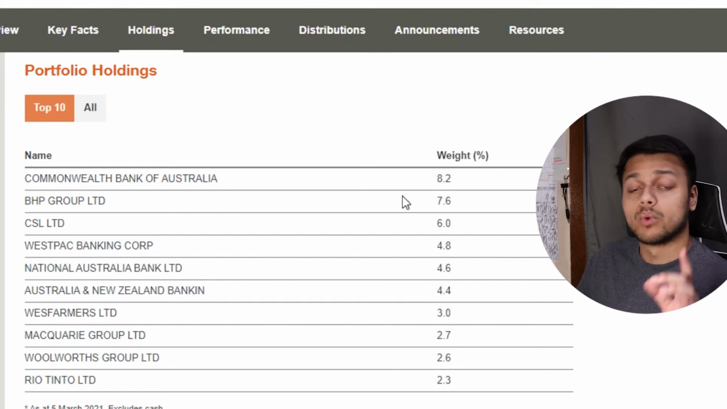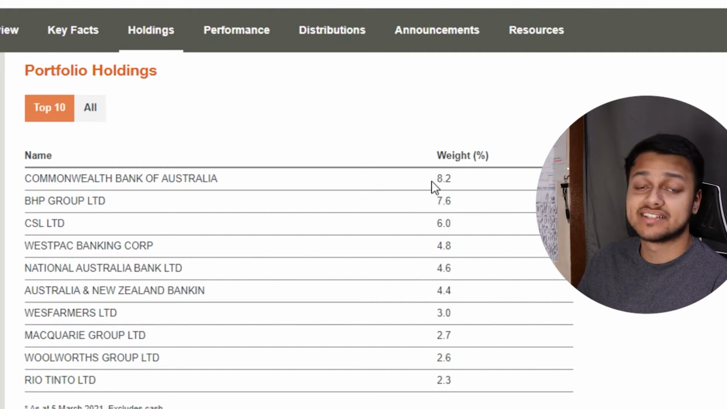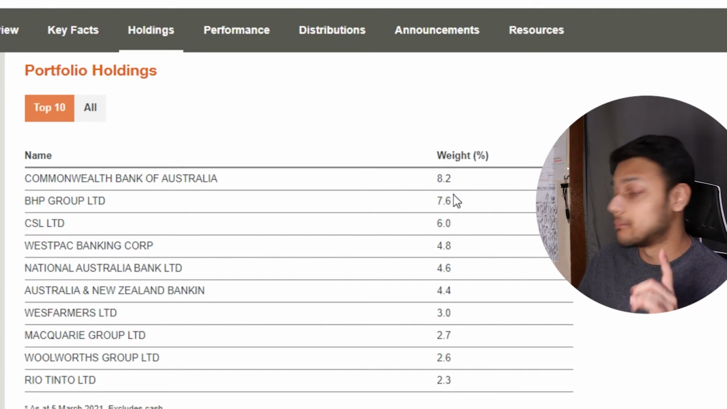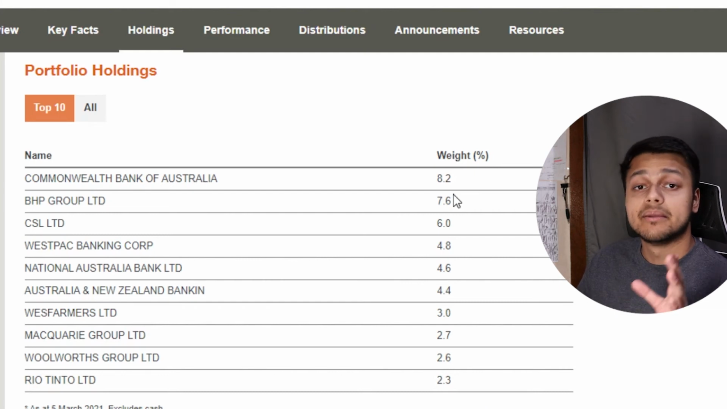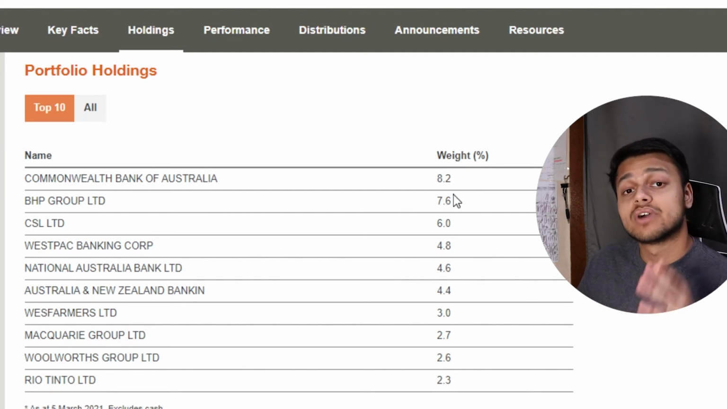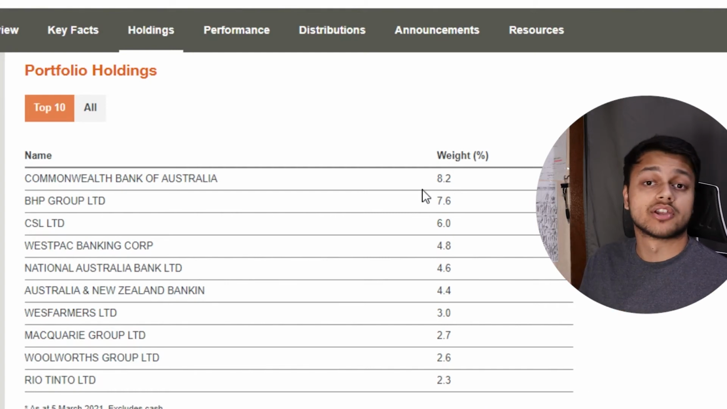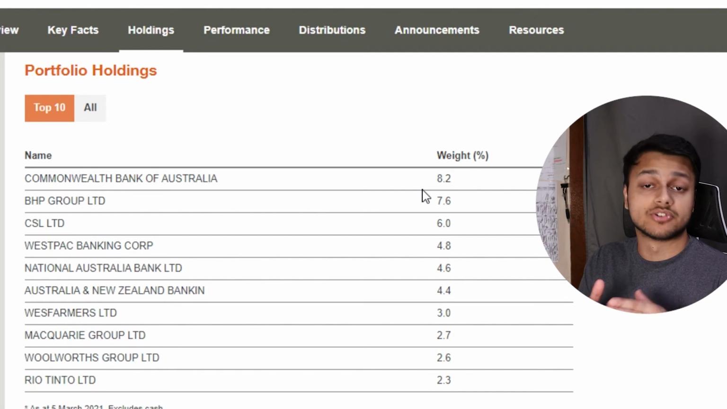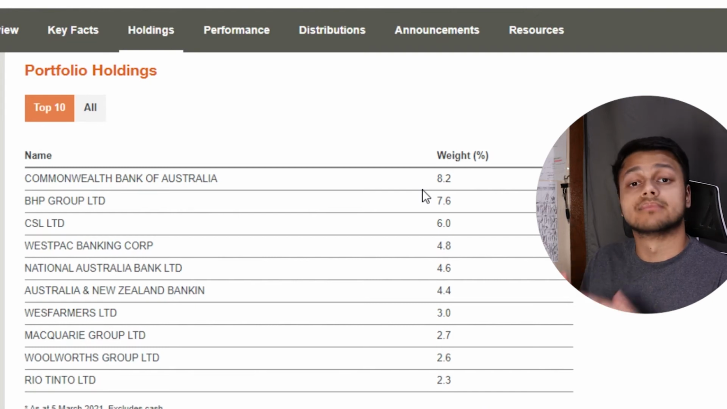One important thing to note is that CBA is given the highest weighting in this ETF at about 8.2%, followed by BHP at about 7.6%. However, if we look at the market cap of these two companies, BHP is actually larger than CBA, but CBA still has a higher weight. So basically what I'm trying to say is that the market cap of these companies won't necessarily determine the weight of the company when it comes to ETFs.